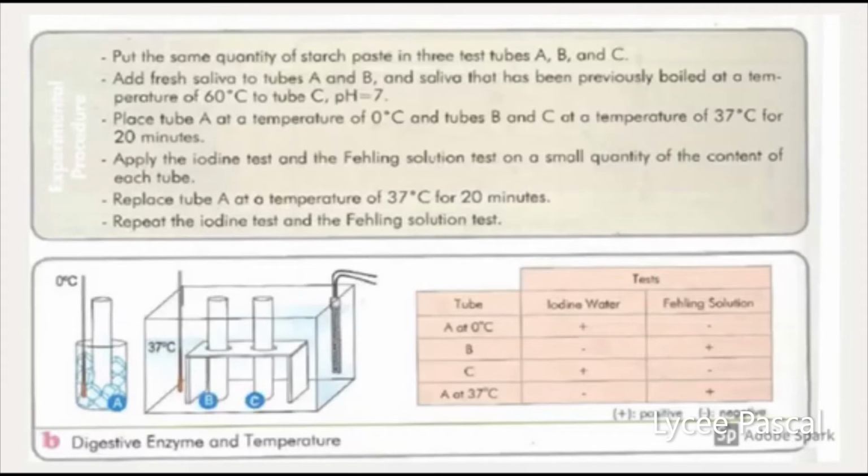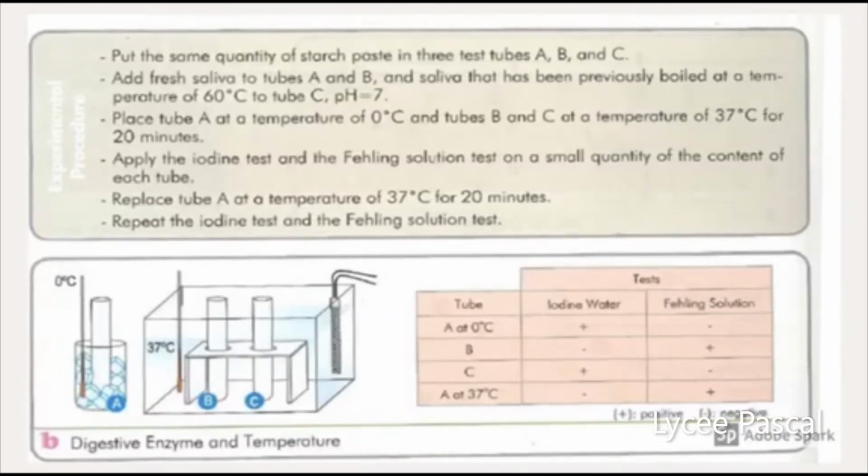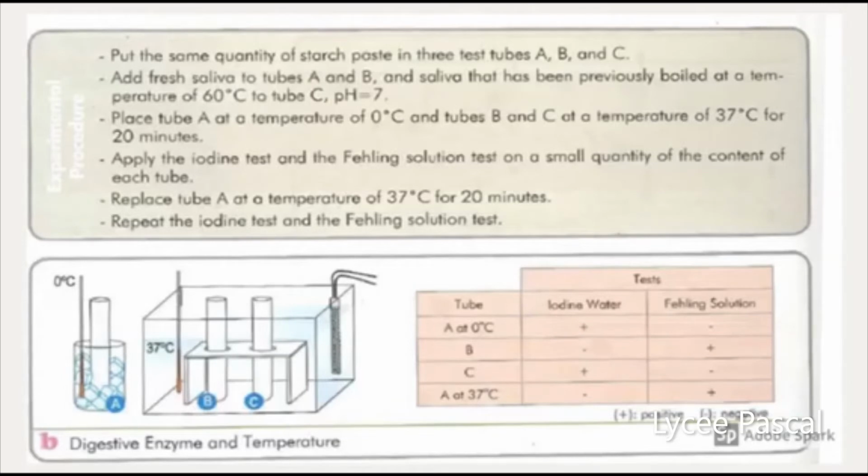Now, what is the variable factor in between these three test tubes? The variable factor in the three test tubes is the temperature. In tube A, the temperature was 0 degrees Celsius. In B, 37 degrees Celsius, which is the normal body temperature. In C, the enzyme was boiled at a very high temperature. So this is the variable factor.